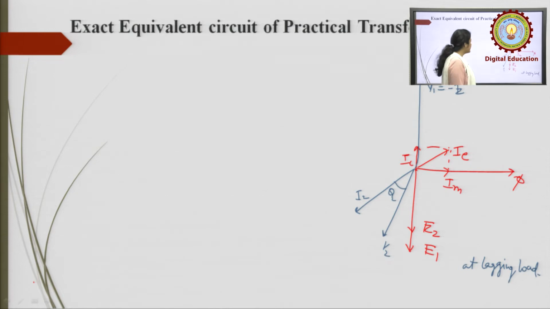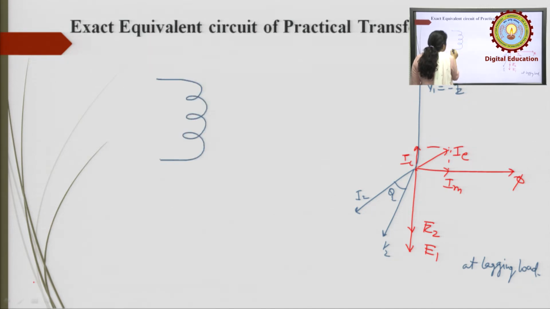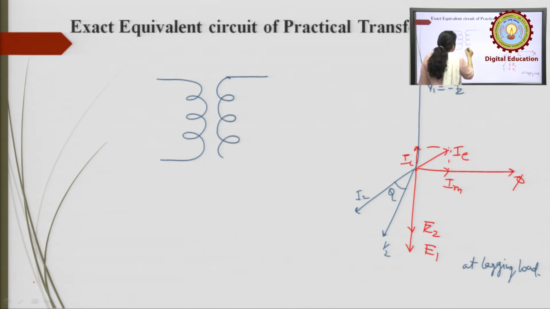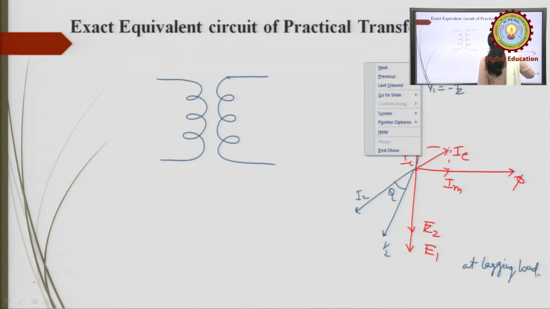Now, to draw the equivalent circuit, first you just draw the ideal transformer. This is the ideal transformer. Now, in this ideal transformer, we put in the realities so that it becomes a practical transformer. So in the phasor diagram, I have drawn this as I2.